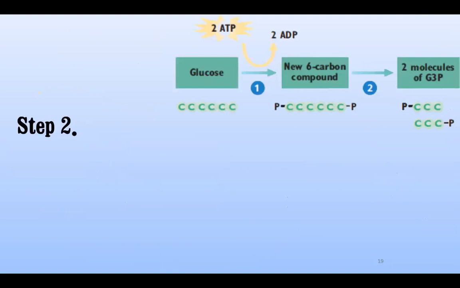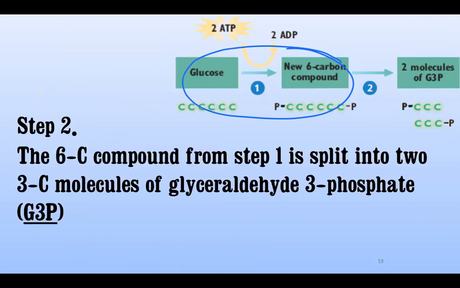Step 2. Okay, so so far, this is step 1. Step 2, we're going to split that 6-carbon compound into 2 3-carbon molecules of, drumroll, glyceraldehyde 3-phosphate, G3P. Exactly the same compound that we made in the Calvin cycle.